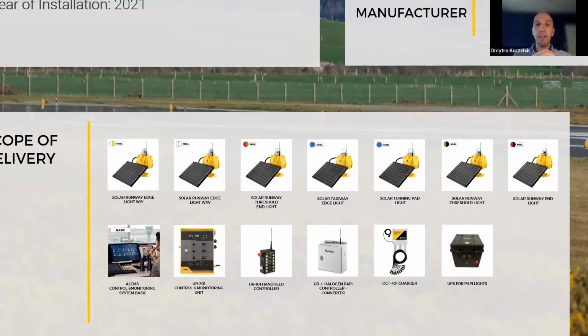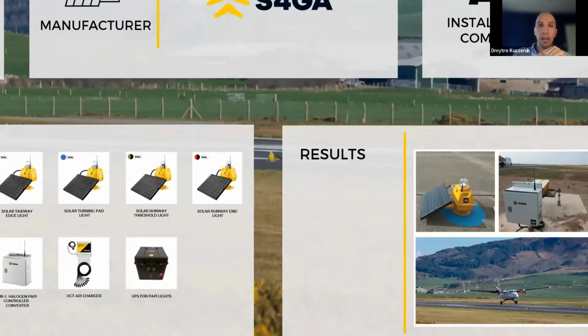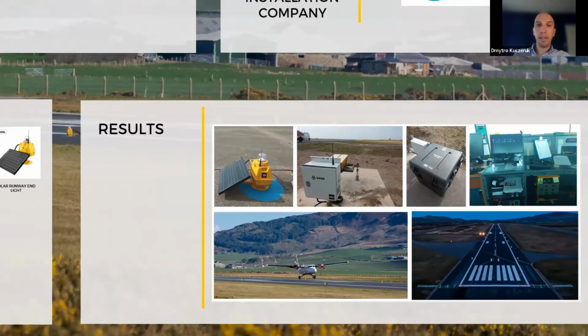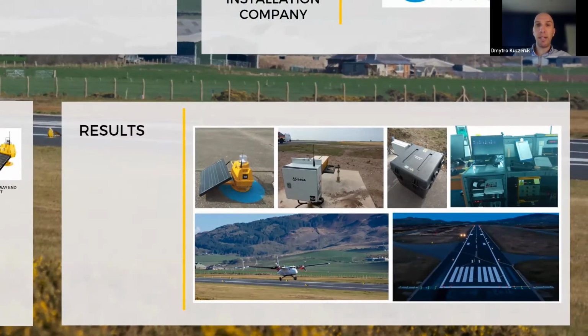Another interesting fact for this airport is that they already had old halogen puppies installed that they didn't want to exchange, but they requested us to provide the halogen puppies with remote control, so they can activate them from the ATC remotely. We have added a wireless relay to each puppy. You can see it right here. So the signal from ATC is sent to the wireless relay, which activates the puppy and can change intensity.